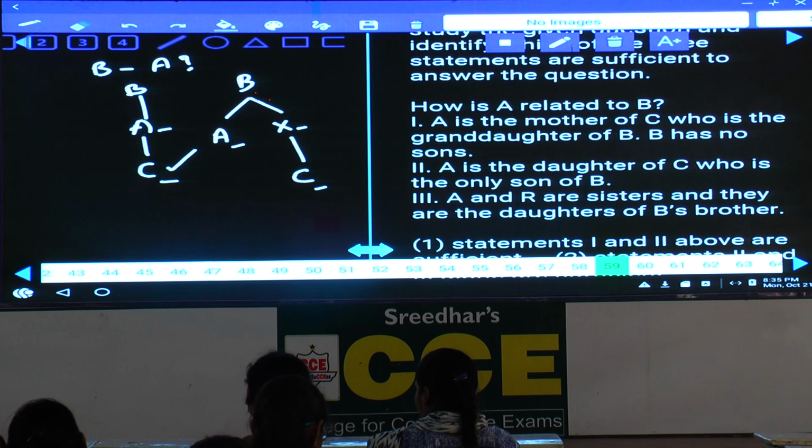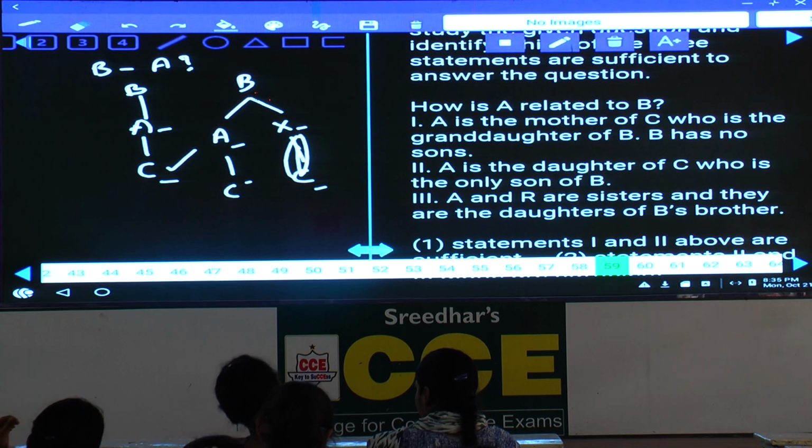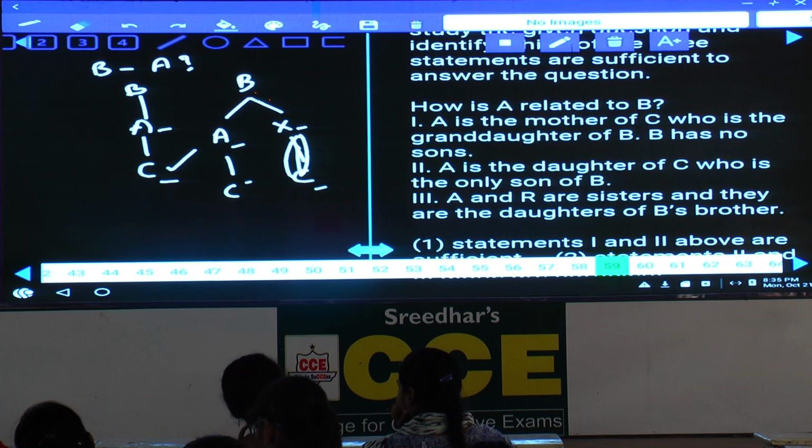A is the mother of C, and C is the granddaughter of B. B has no sons. Now, if there is another daughter, what answer do we get even when there is another daughter?